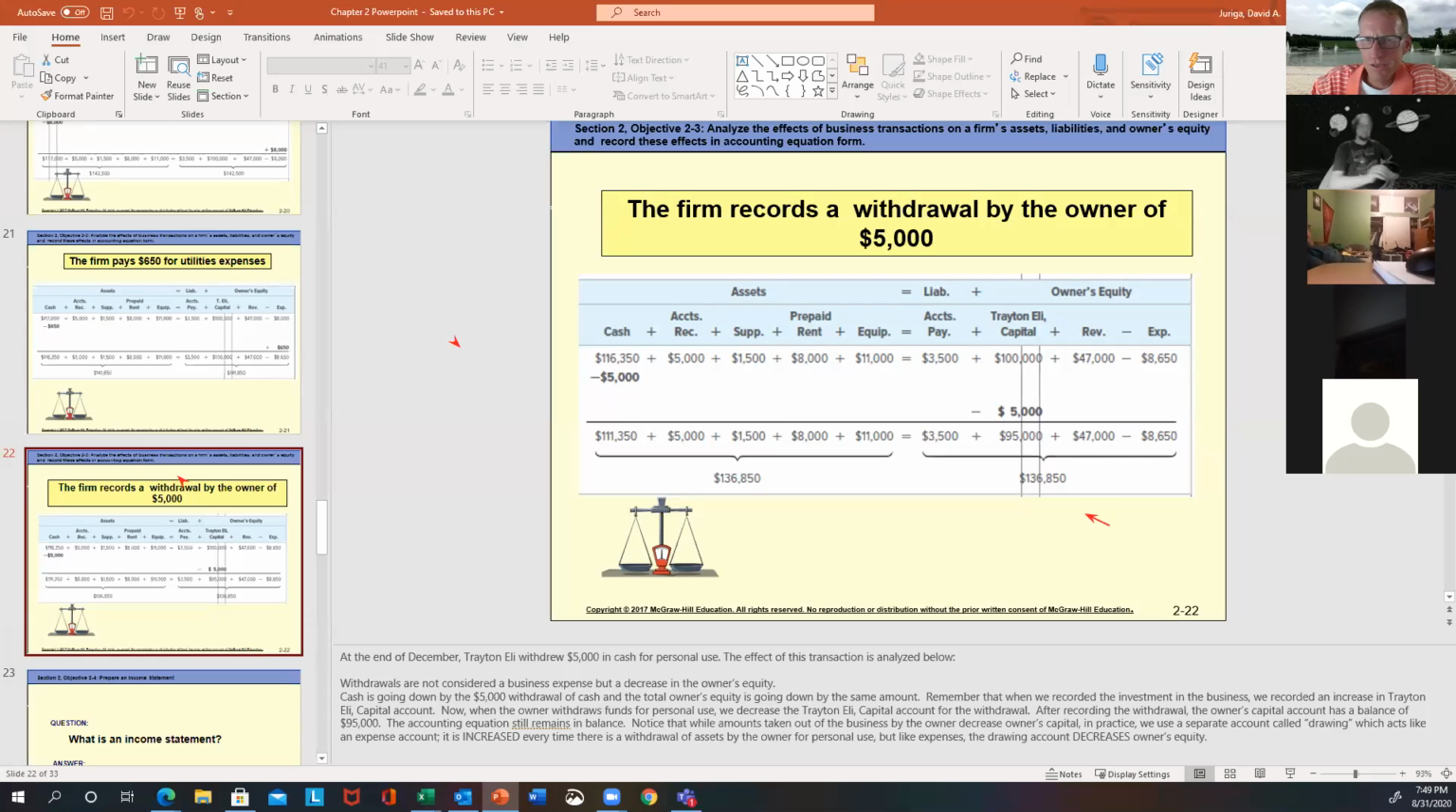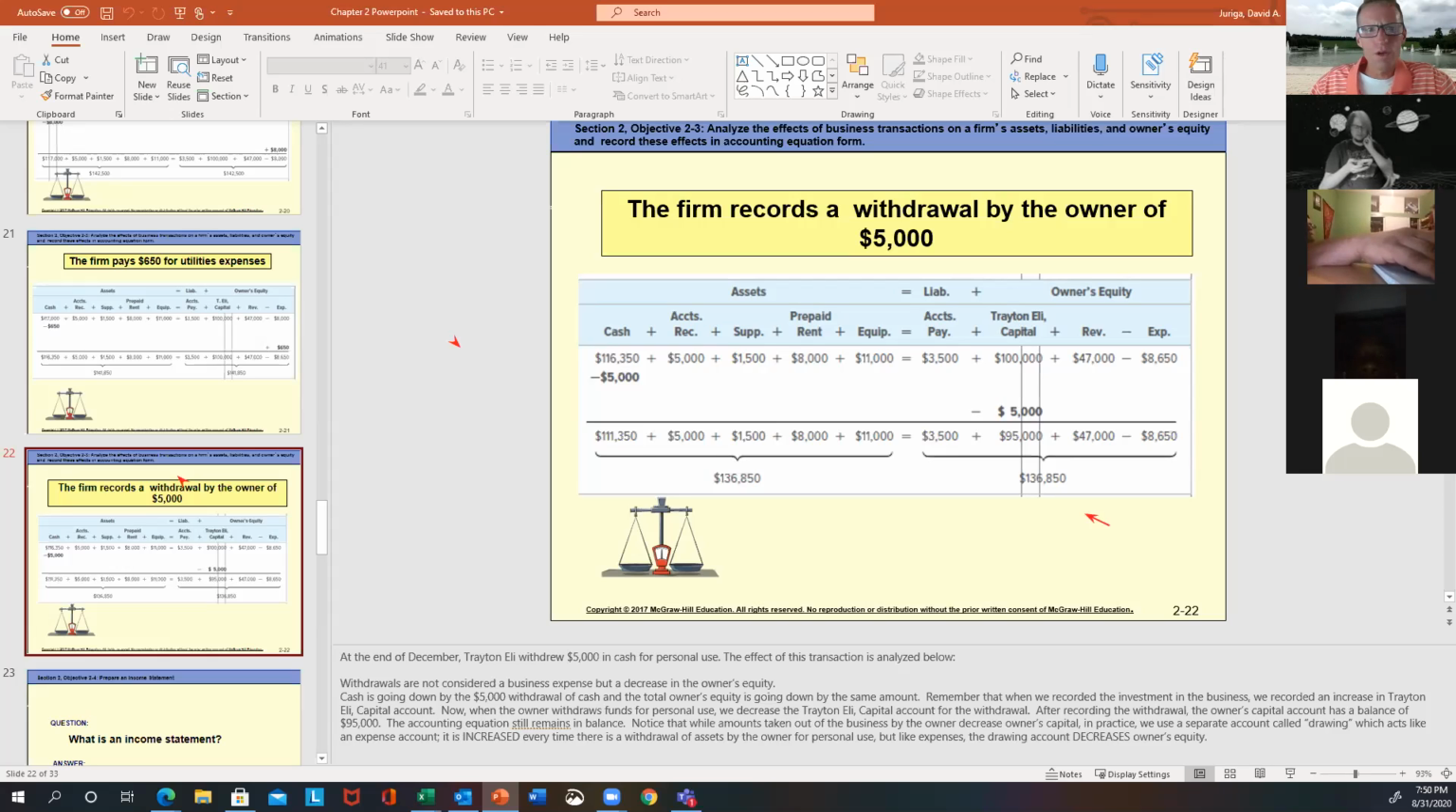Now, I think it's in chapter 12, we'll get into something called a notes receivable. And when we get there, the only difference between accounts receivable and a note receivable is the concept of interest, because usually you charge interest on a loan. For right now, there's no interest involved. Later on, we'll show you how to calculate the interest.